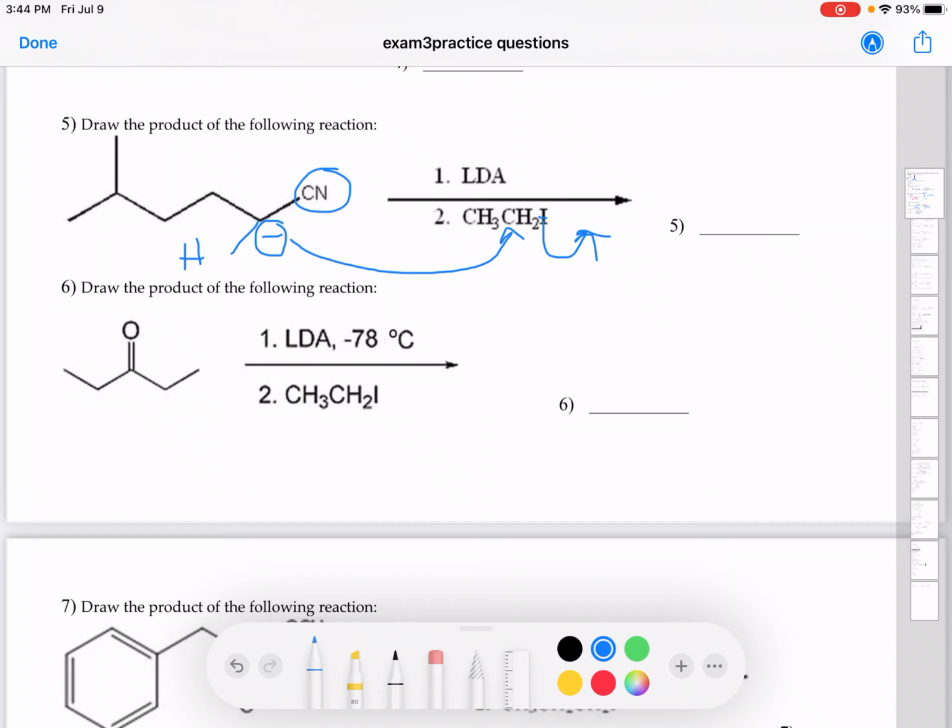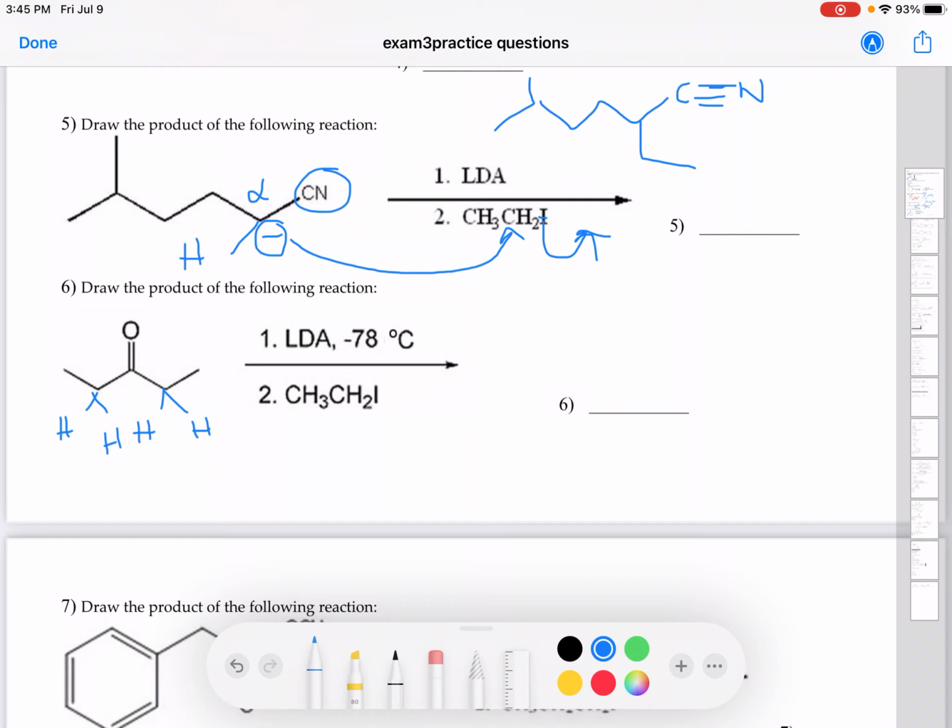So as a result, your product would be CN, and here you will have an ethyl group attached to that carbon next to the nitrile group, which is the alpha carbon. Okay, and then number 6, draw the product of the following reaction. Again, similar to the previous one, there are 4 hydrogens over here. There are 2 alpha carbons, and each alpha carbon carries alpha hydrogens.